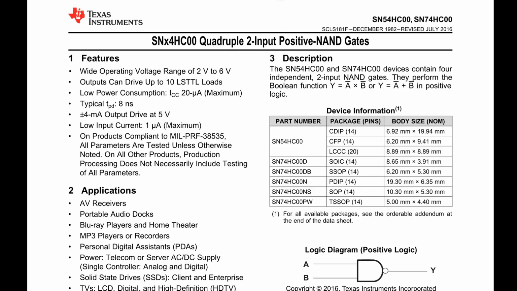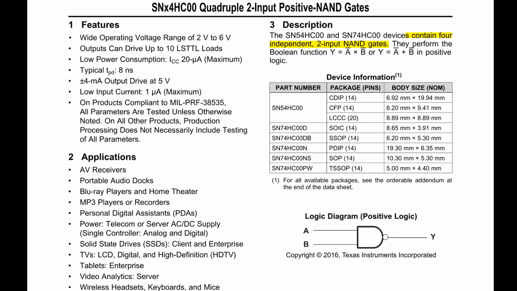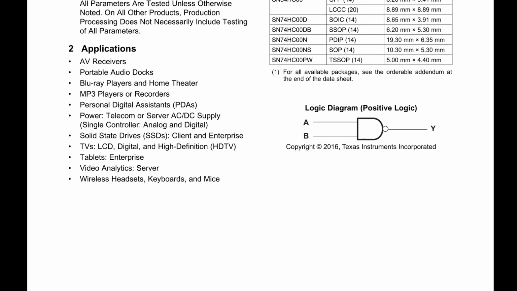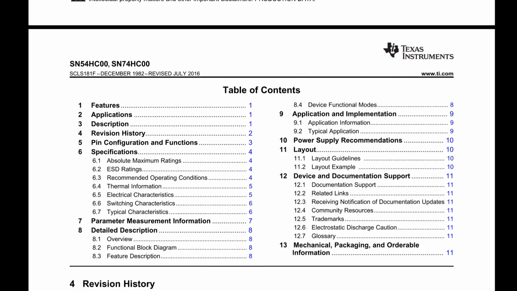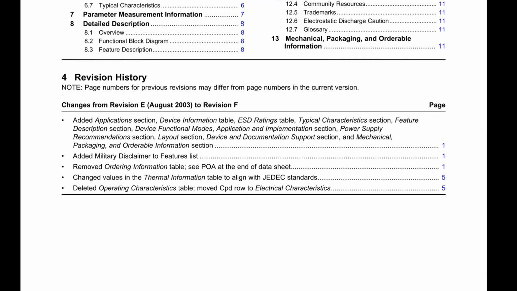So we're looking at the 74HC00, which contains 4 independent 2-input gates. They perform the Boolean function NAND, and we've gone through that in a previous video. Now we've got our table of contents, nothing fancy here.